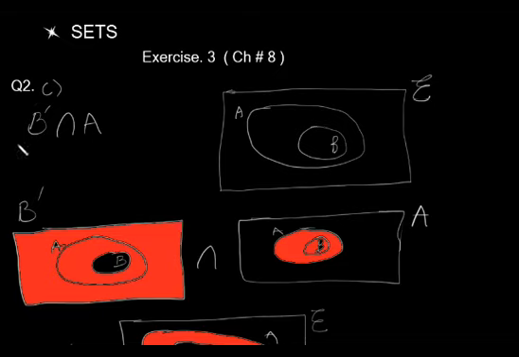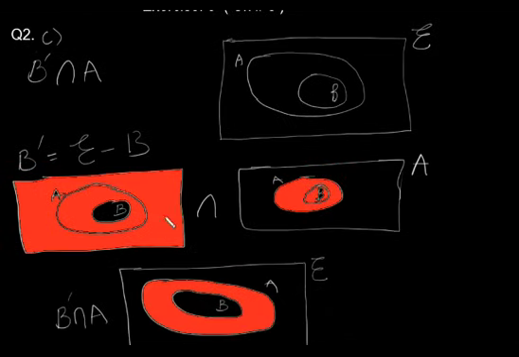In part C, as you can see, it says B complement intersection A. Once again, first of all, B complement is the universal set minus B. So you just take out all the elements of B and the rest is the shaded region. This is the B complement, and A is only A, all of this area. If we take the intersection of these two shaded areas, this is what we are left with, right? Intersection means the common shaded region of these two diagrams, which is this one. So this is B complement intersection A.